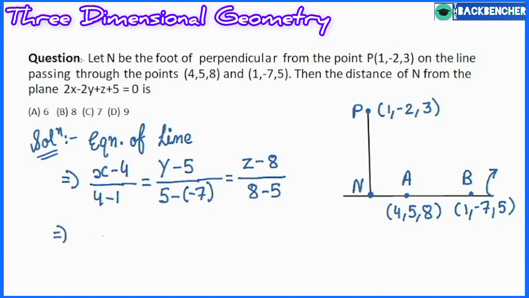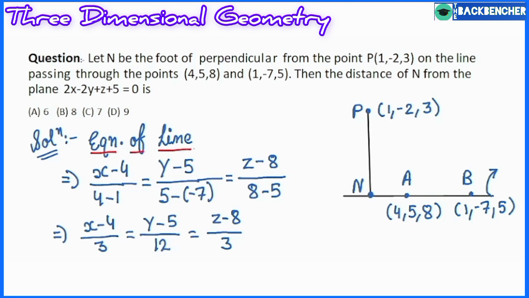In the numerator, write as it is: x minus 4. In the lower part, 4 minus 1 is 3. Then we have y minus 5, and 5 minus (-7): minus minus is plus, so 5 plus 7 equals 12. Then we have z minus 8 upon 8 minus 5, that equals 3. So the equation is (x - 4)/3 = (y - 5)/12 = (z - 8)/3. That's our required equation of the line passing through the points A and B.